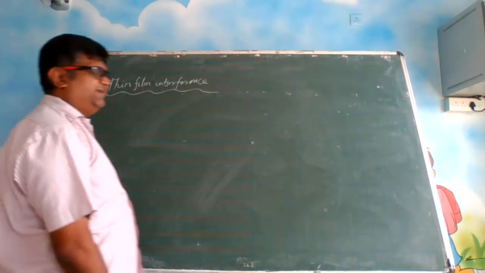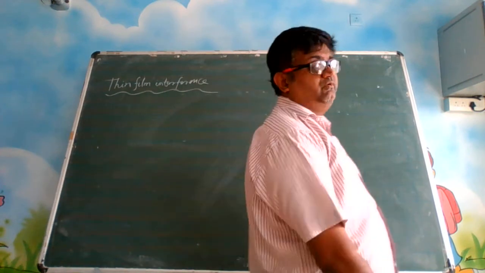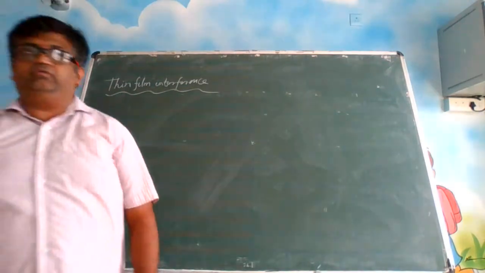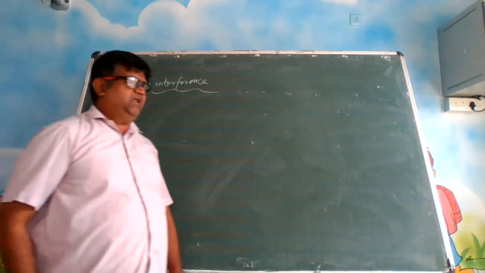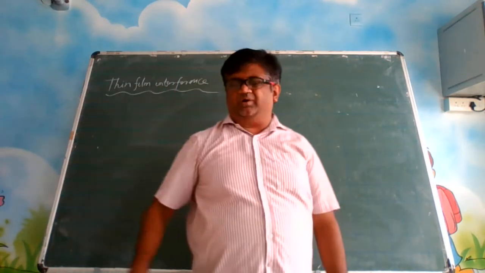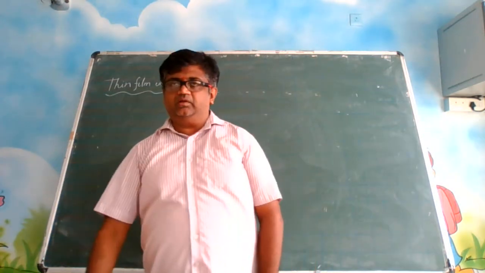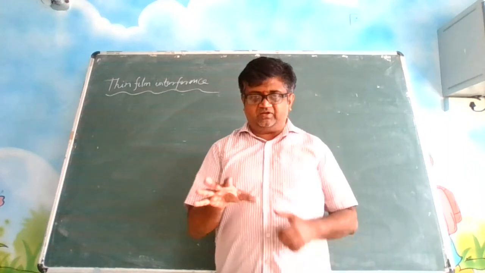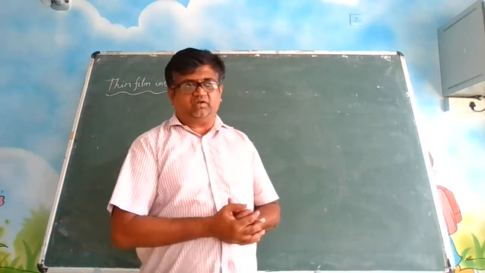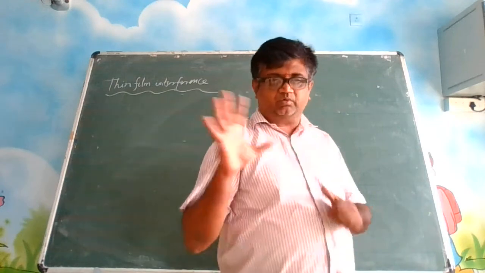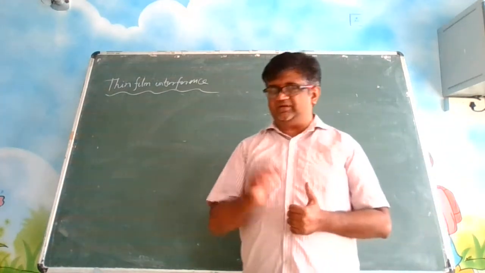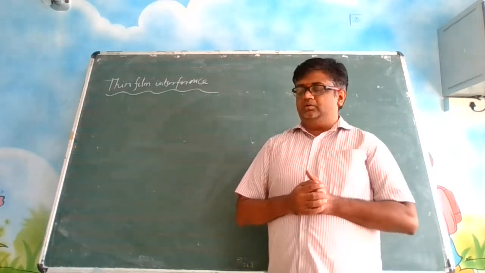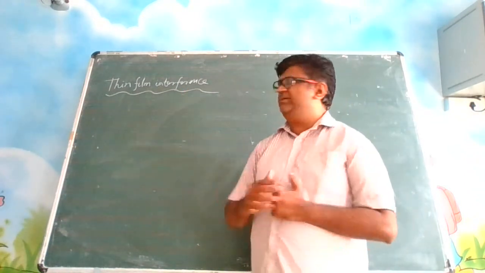Thin film interference. Now, where do you see this in your actual day-to-day life? If you are walking on the road on a rainy day, you will see that on the road there is some oil. Okay, you will see some rainbow type of arrangement. When water is falling down, you will see a rainbow kind of lot of colors in that water top layer. Okay, so that is thin film interference.